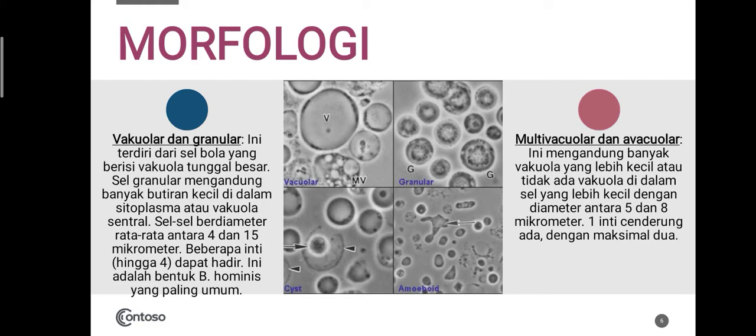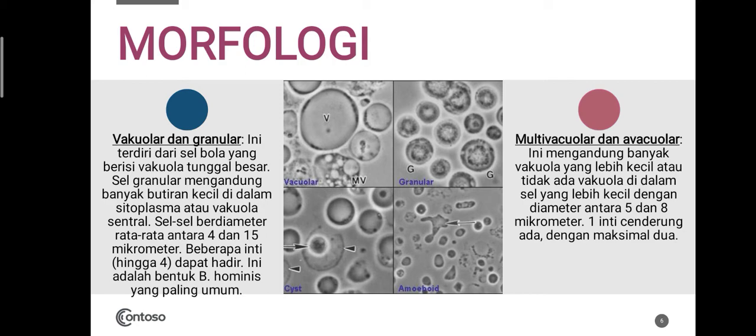The cell size is on average between 4 and 15 micrometers in diameter. Multiple nuclei, up to 4, can be present. These are the most common forms of Blastocystis hominis. Number three, the multivacuolar and avacuolar forms. These contain many smaller vacuoles within a smaller cell, between 5 and 8 micrometers in diameter. One nucleus tends to be present, with a maximum of 2.